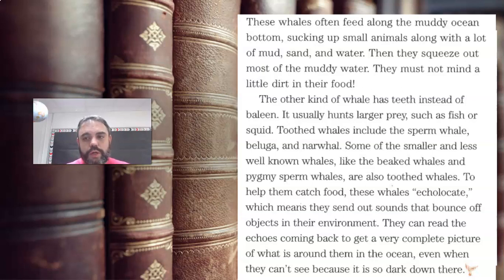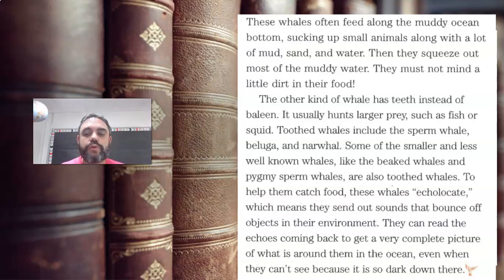The other kind of whale has teeth instead of baleen. It usually hunts larger prey such as fish or squid. Toothed whales include the sperm whale, beluga, and narwhal. Oh, I didn't know narwhal was a kind of whale, but here we go. Some of the smaller and less known whales, like the beaked whales and pygmy sperm whales, are also toothed whales.